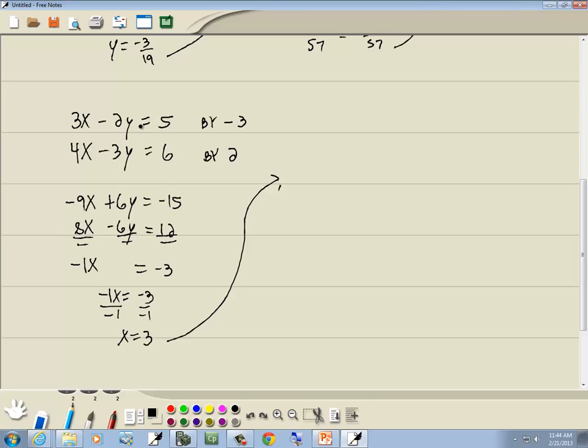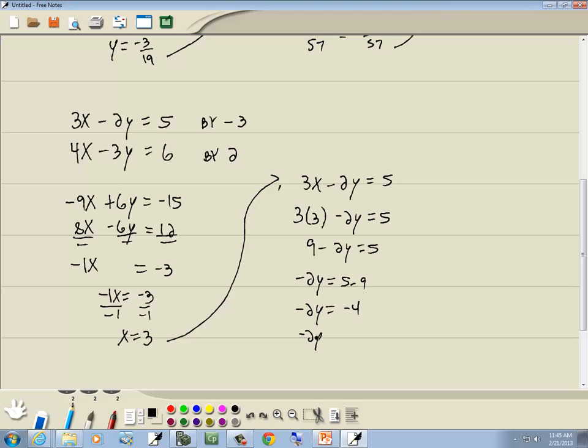Plug that back into one of my equations, doesn't matter which one. I'll choose the first one. So we've got 3x minus 2y is equal to 5. We just said x was equal to 3, so I'll put the 3 in for the x. Minus 2y is equal to 5. So we've got 9 minus 2y is equal to 5. What, there's a lottery. Take 9 over. Becomes a negative 9. 5 minus 9 is negative 4, and then divide both sides by negative 2. And we get y is equal to 2. So our answer is 3, 2. That's unreal. That actually came out nice.